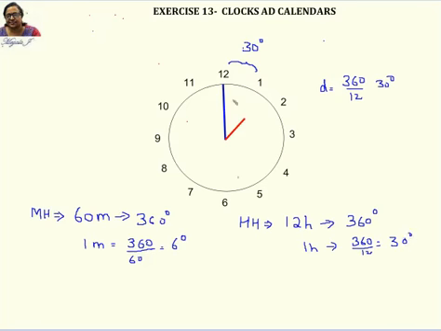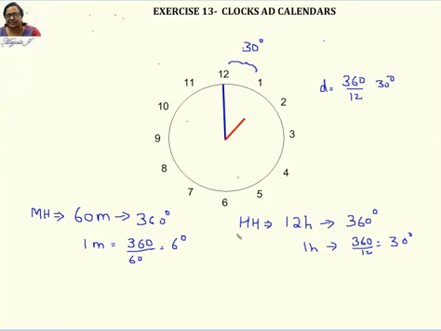It's the same thing. 1 hour means from 12 it will move to 1. So that is 1 hour. It's going to cover 30 degree. 1 to 2 again is 1 hour. So this hour hand, when it moves from this to this, it is going to cover 30 degree. And that is 1 hour. Every 1 hour it is going to cover 30 degree.